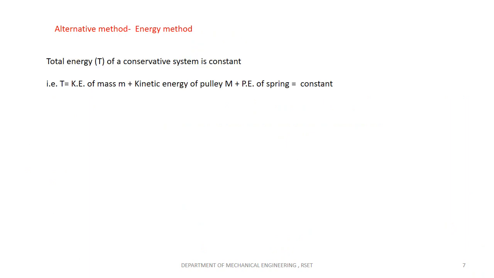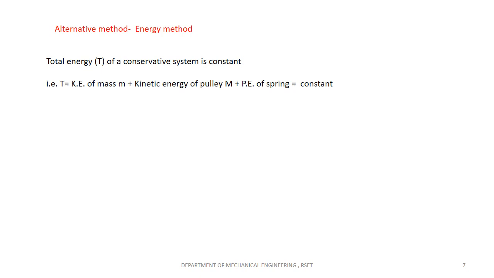Okay, so we'll discuss the same problem in the energy method also, because we can use either method for solving the problem. In the energy method, we know that the total energy of the system remains constant. So what are the elements in this system? There is a pulley, a mass, and a spring. So the total energy of the system will be the kinetic energy of the mass m, the kinetic energy of the pulley M, and also the strain energy, or the potential energy, of the spring.